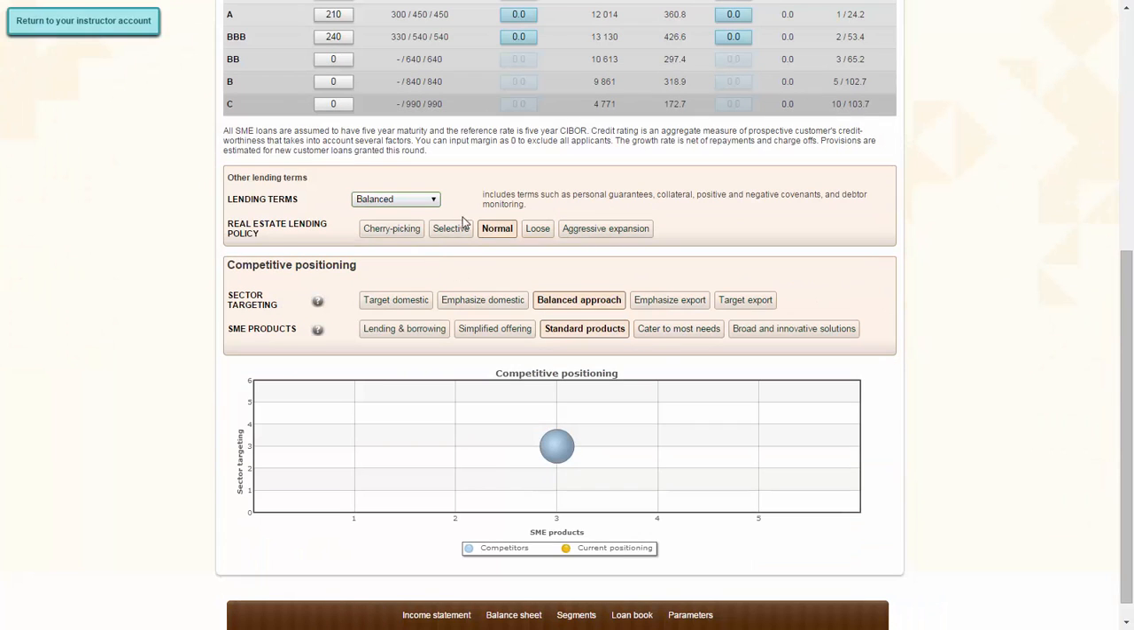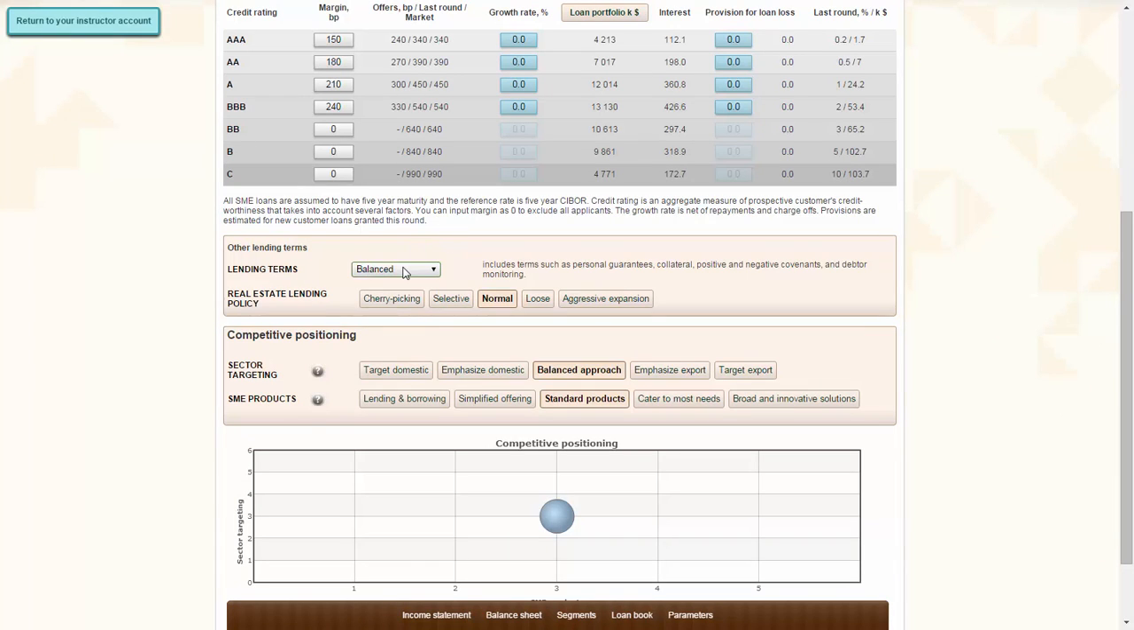And then we also decide the other lending terms, so we can decide what kind of lending terms we give to our SME customers. We have anything between no terms and covenant heavy. If we are very aggressive and have no terms, then obviously we sell more, but with the likelihood of more bad debts. And then we also decide the real estate lending policy here from these 5 different options.